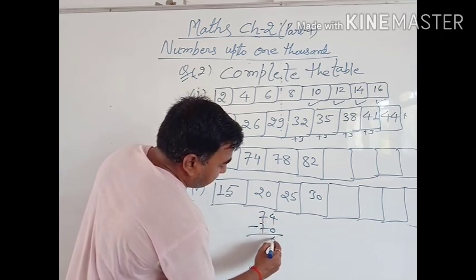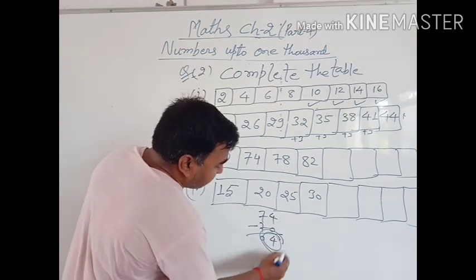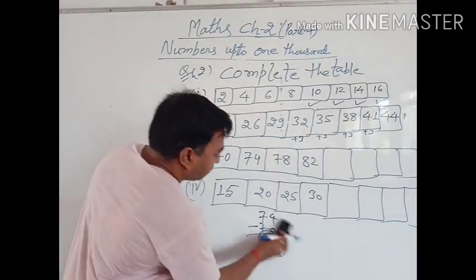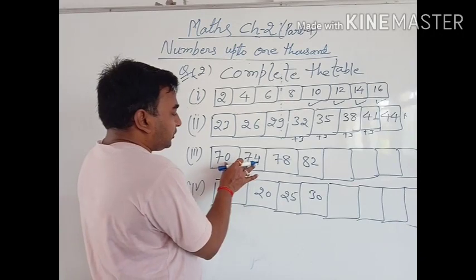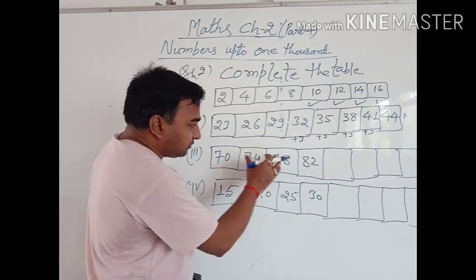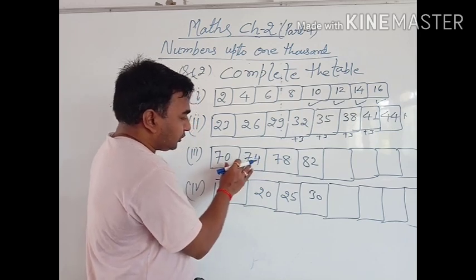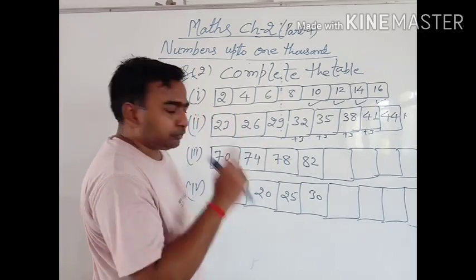4 minus 0 equals 4. 7 minus 7 equals 0. It means the difference is 4. So you can see that these numbers follow a special pattern. The difference between each given number is 4.